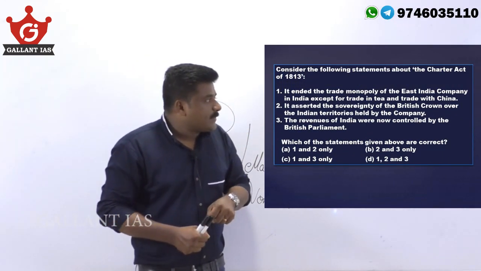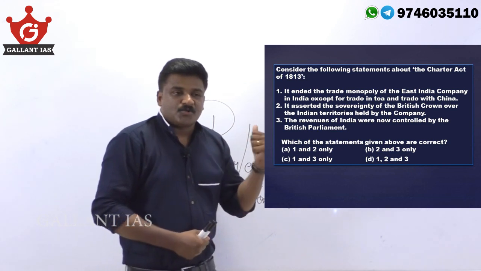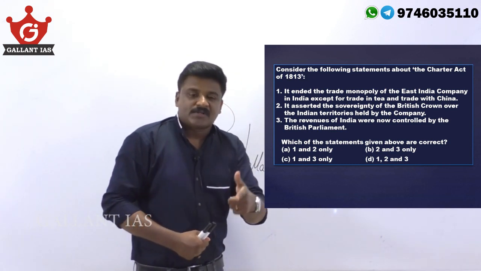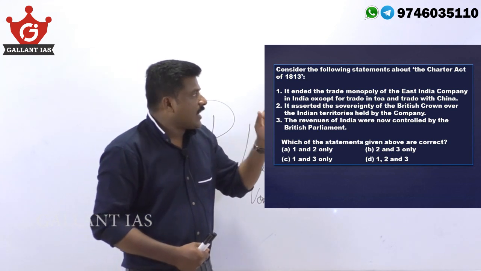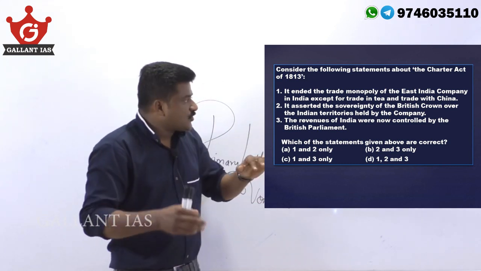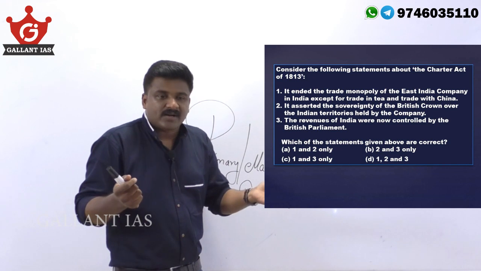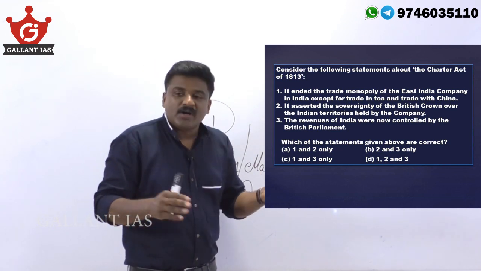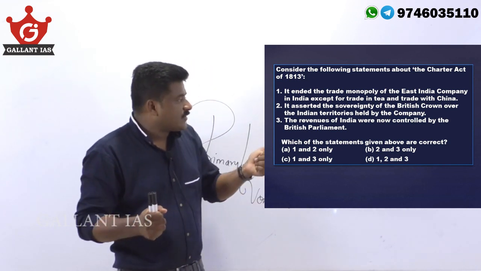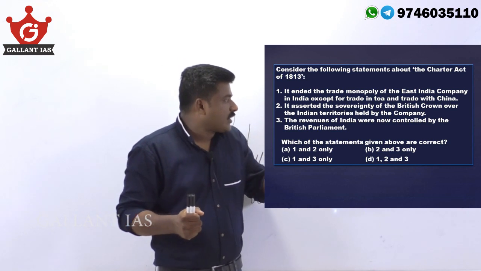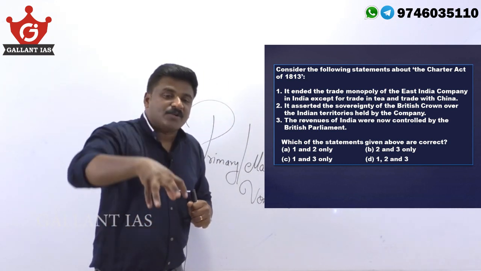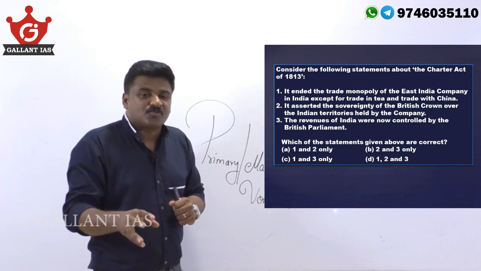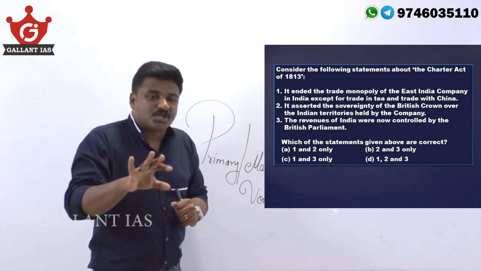Consider the following statements about the Charter Act 1813. This is a question I think UPSC asked in 2019. Yeah, this was a 2019 question. First statement, maybe you are confused. Second statement, you are confused. But the third statement says revenues of Indians were now controlled by the British Parliament. British Parliament had direct control over Indian revenues, Indian administration, Indian military, Indian judiciary, etc.